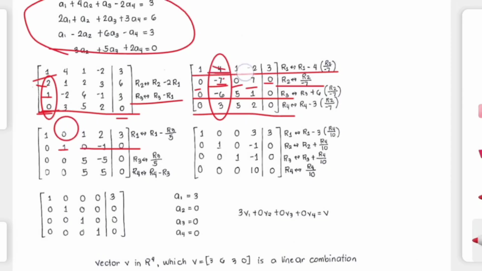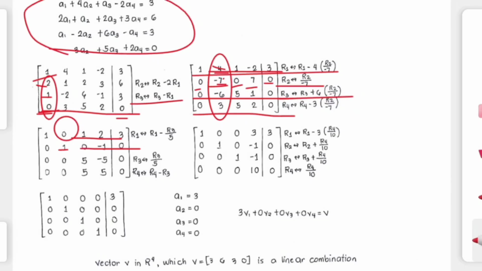And then following that in this row, we get 1, 2, and 3, since we have to subtract r sub 1 and 4 times r sub 2 over negative 7. As for r sub 3, since we have negative 6 here, for this negative 6 to be 0, we have r sub 3 plus 6 times r sub 2 over negative 7.